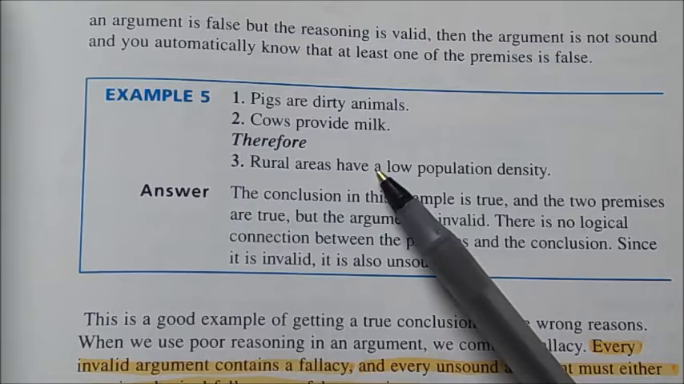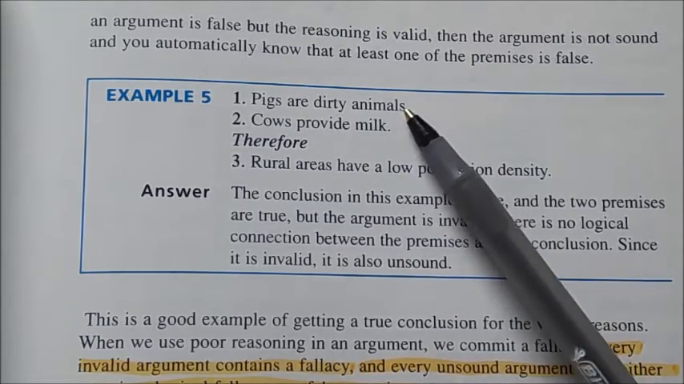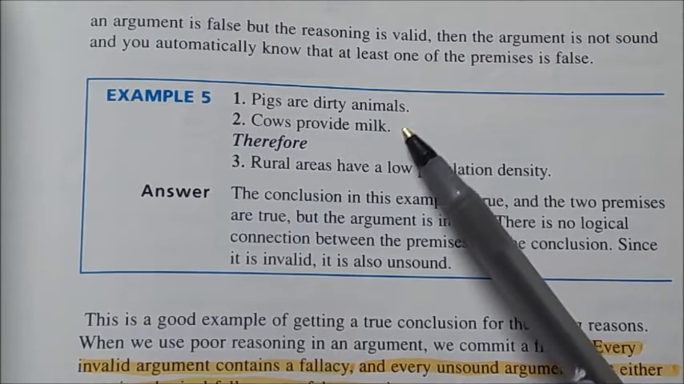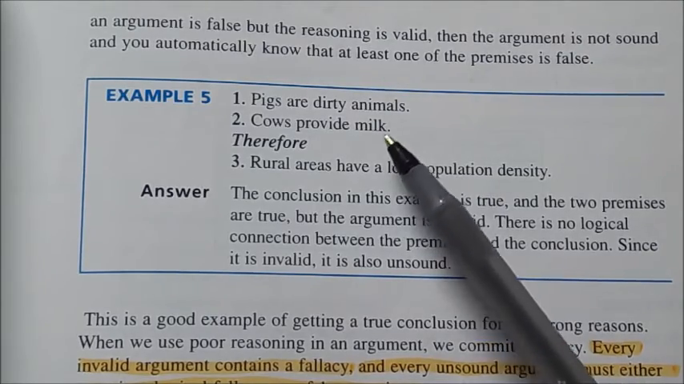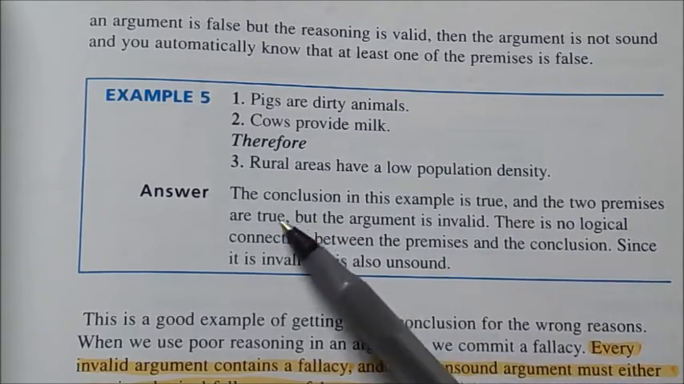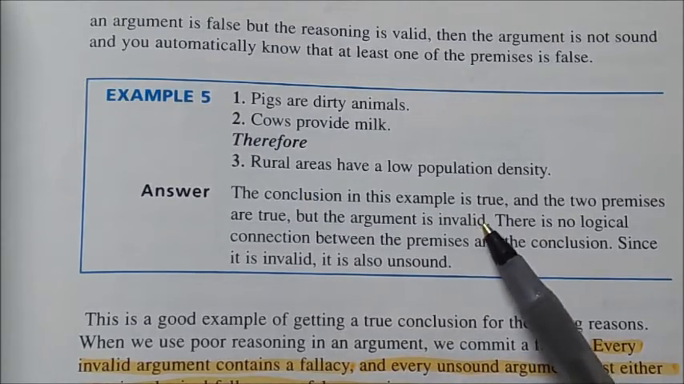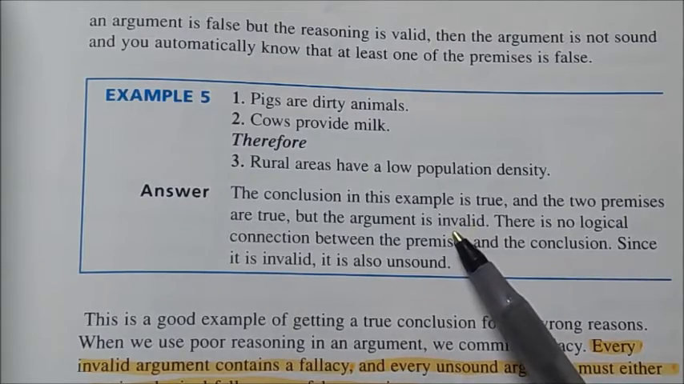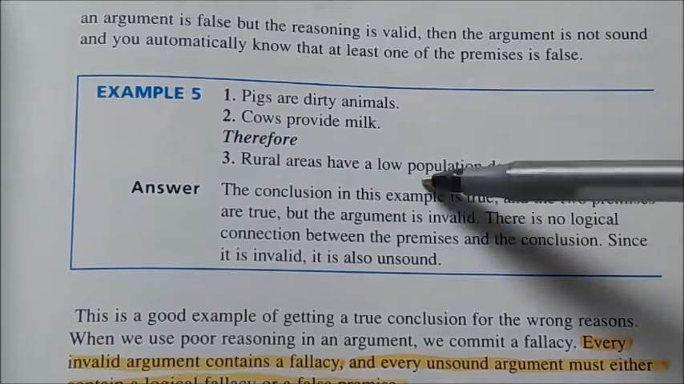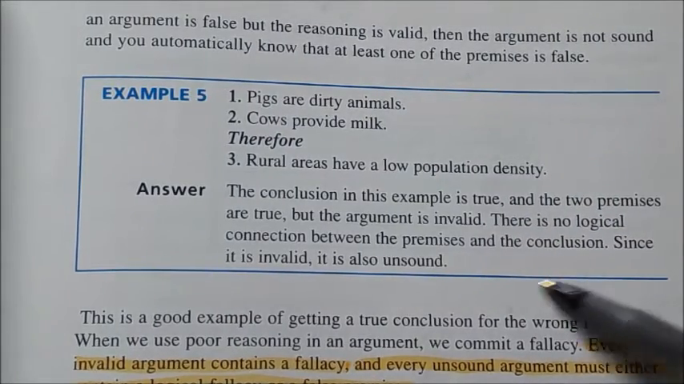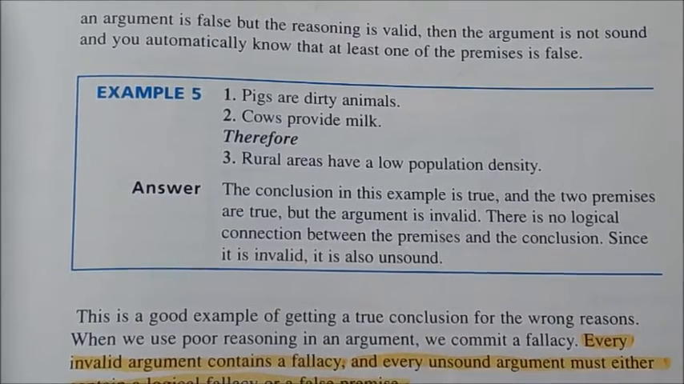But let's check the validity. If you remember, validity means, is it reasoning logically from front to back? So these 2 things don't seem to have anything to do with each other. And then having a low population density wouldn't come from these 2 ideas. So let's read what it says. The conclusion in this example is true. Yes, it's true. And the 2 premises are true. But the argument is invalid. There's no logical connection between the premises and the conclusion. Since it's invalid, though, it's also unsound. Sound needs validity and truth.